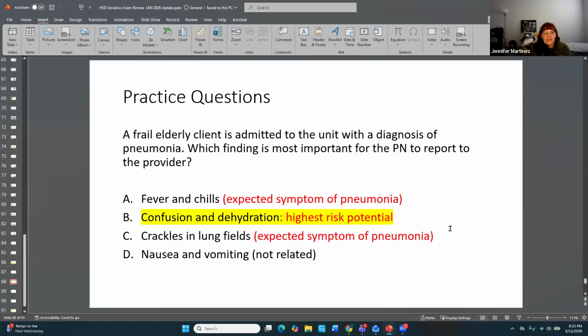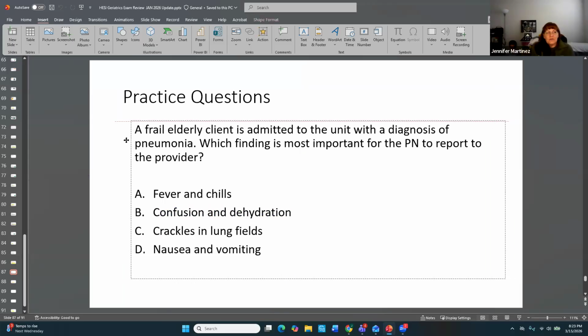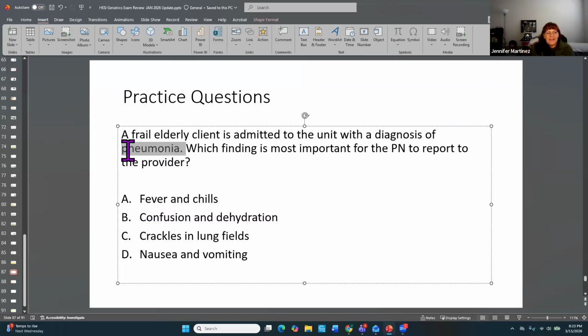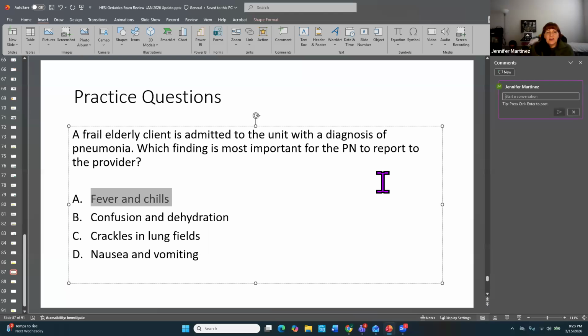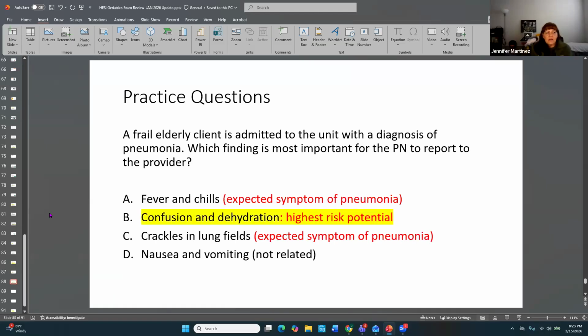So confusion and dehydration are going to be the highest risk, right? So think about it, right? With pneumonia, fever and chills, probably expected, right? Because they were just admitted, so they have fever and chills. That's very expected. Confusion and dehydration is something that we would be concerned with. Crackles is also probably something that we would expect with somebody that has pneumonia. And then nausea and vomiting generally is not going to be related. So that highest risk is going to be with that confusion and dehydration.